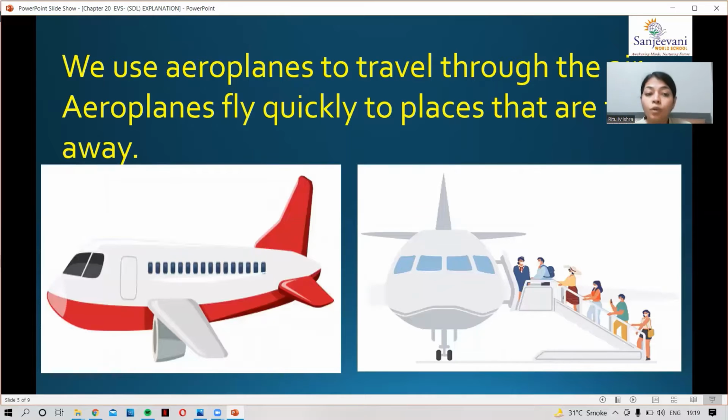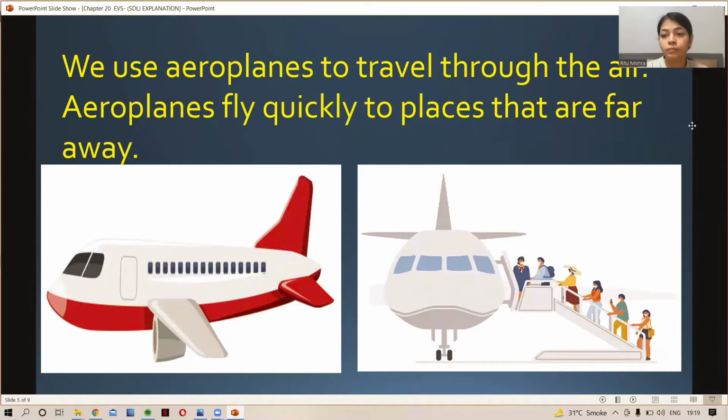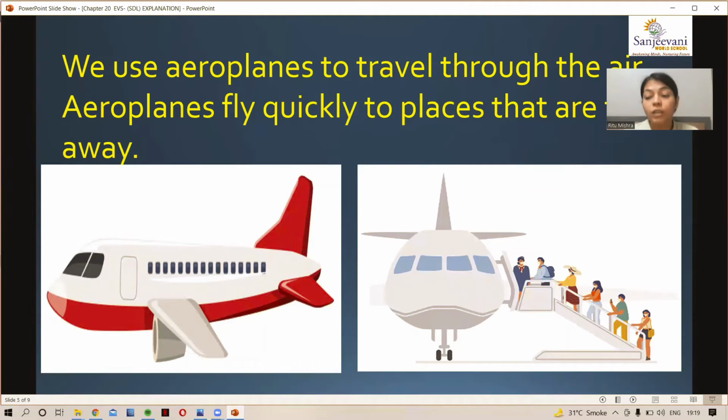The next mode of transport is air transport. We use aeroplane to travel through the air. Aeroplanes fly quickly to places that are far away. Now, air transport is a very quick means of transport. Within an hour, you can travel from one country to another country.